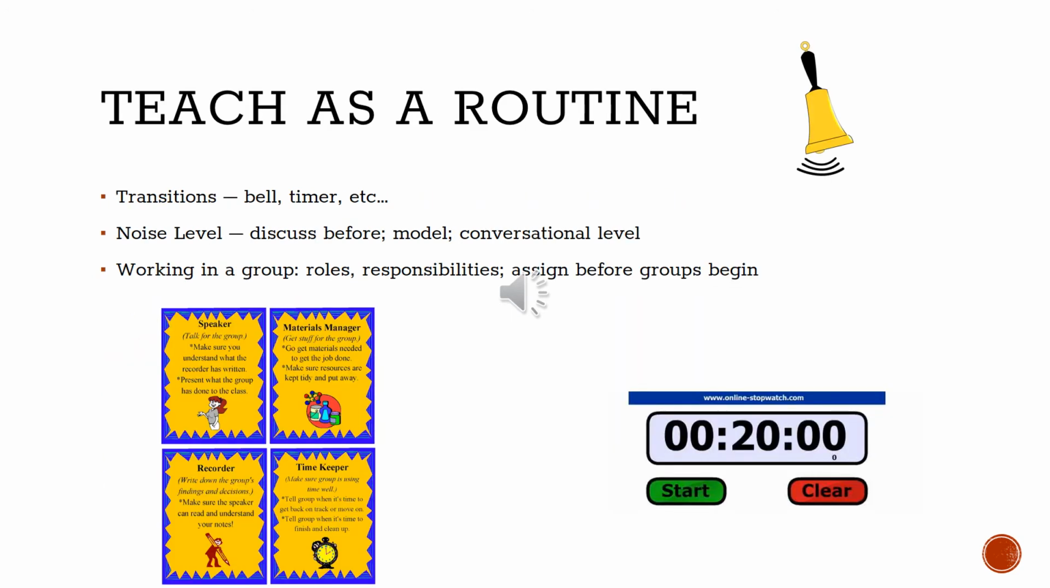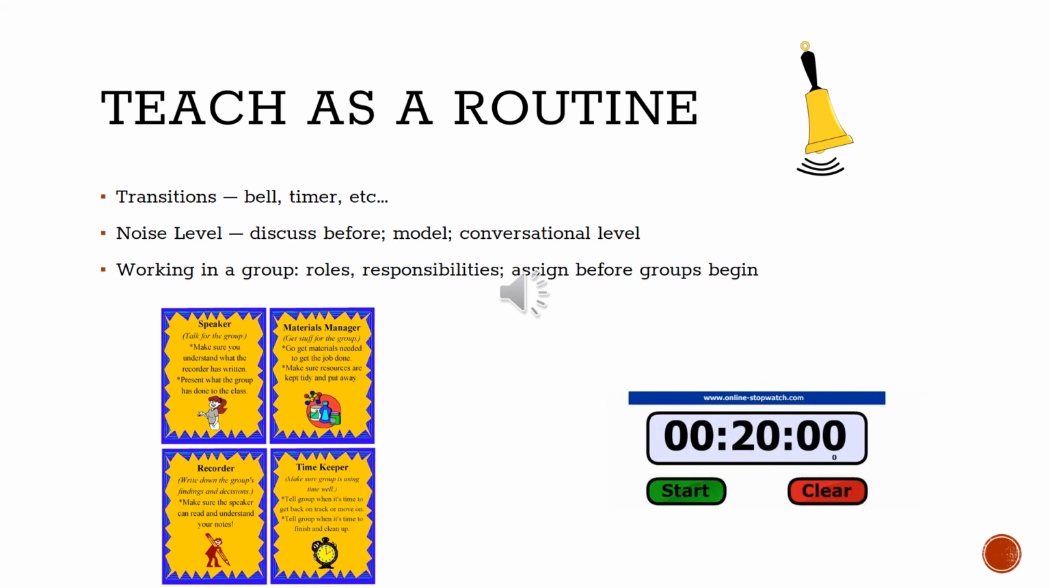When you do station teaching, it's very important to teach all the routines that are involved up front and get the students in the habits from the very beginning that will support your groups. For example, teach your transition plans. Is it going to be a bell, a timer, a flashing of the lights? It doesn't really matter, but just make sure that the students fully understand what that routine is going to be. Timing everything correctly is one of the hardest parts of station teaching.